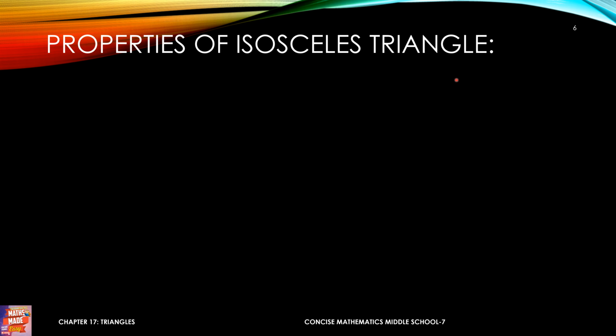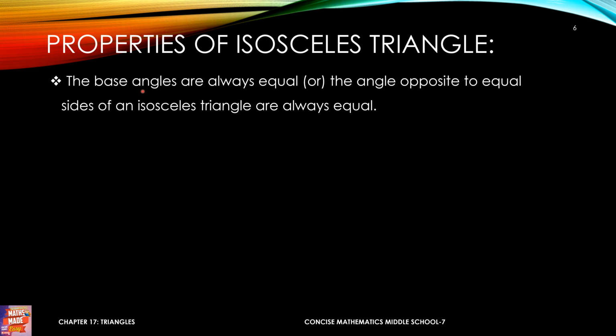Properties of isosceles triangle. It is very important, children, because in questions they won't give you everything and you have to find it out from these properties. The base angles are always equal. I have just explained what is a base angle. If you know what a base angle is, then you might have understood this. The base angles are always equal. That means towards the base side, I have shown the two angles towards the right and left, right? Those two angles will always be equal, or you can check it another way, the angle opposite to the equal side.